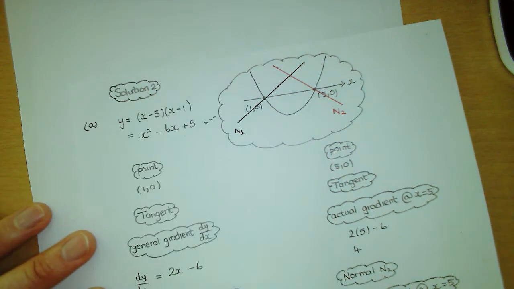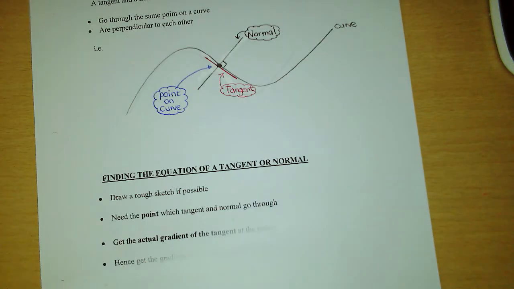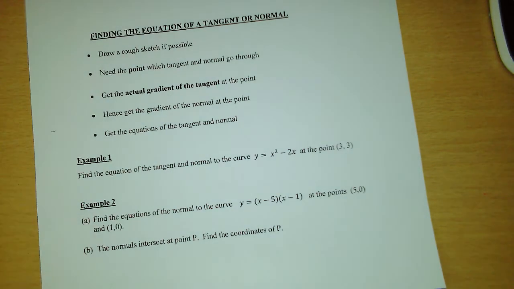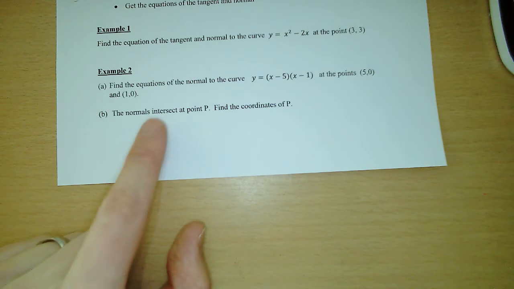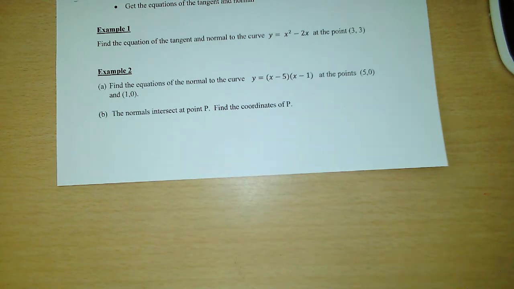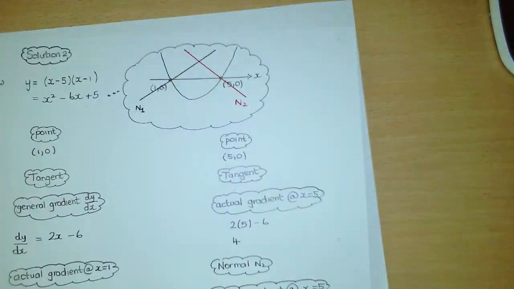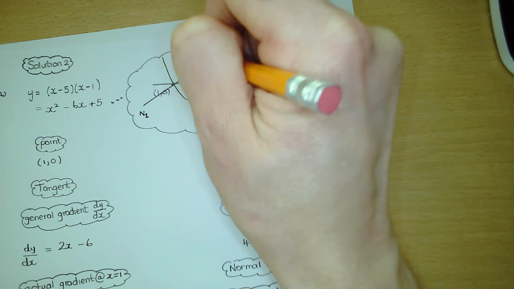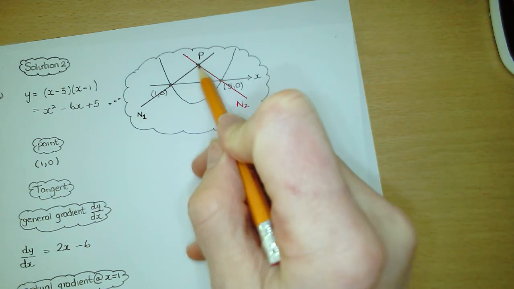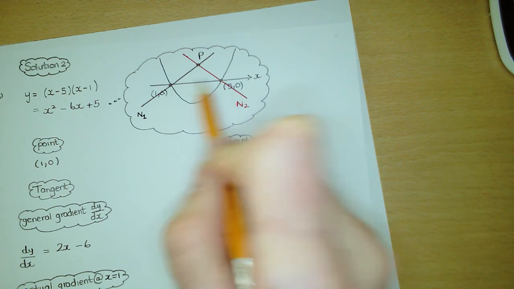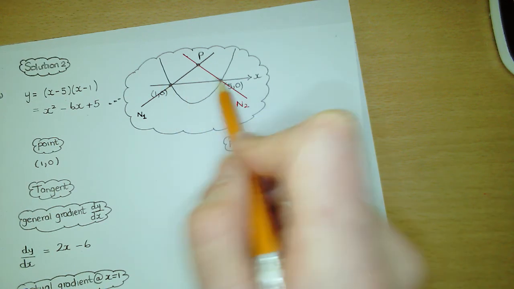What we're going to look at now is part B. So if we go back to the question, part B says the normals intersect at point P, find the coordinates of P. So if we go back to our diagram, it says the two normals intersect at P, so that's where P would be. So we're expecting the x coordinate of P and the y coordinate of P to be positive, so the x coordinate of P must be somewhere between 1 and 5, so that's a useful heads up.